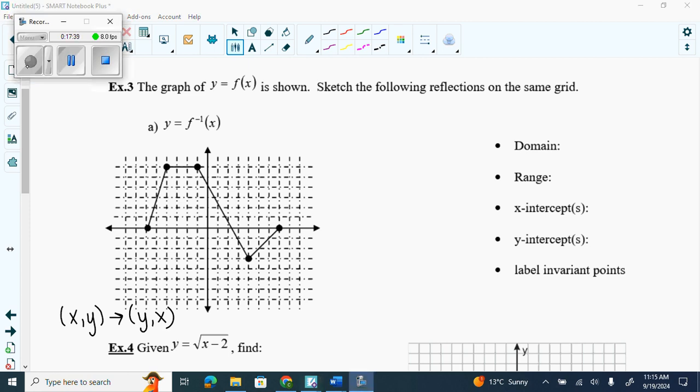So mapping. 1, 2, 3, 4, 5, 6. We have negative 6, 0 is going to become what? 0 and negative 6. So I go down 1, 2, 3, 4, 5, 6, and over nothing. And I want a different color.